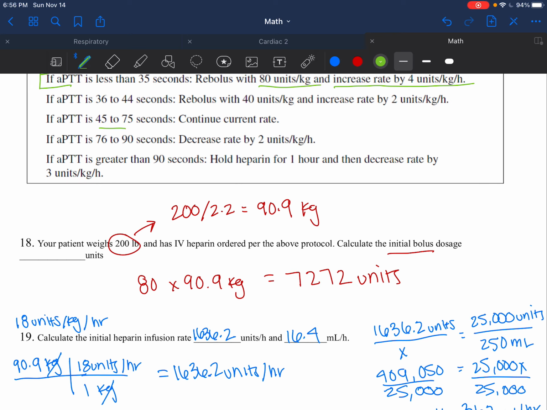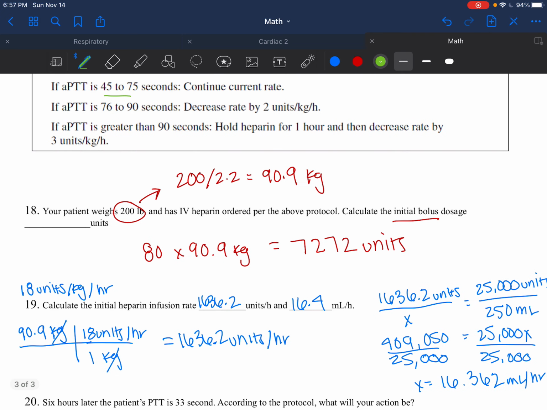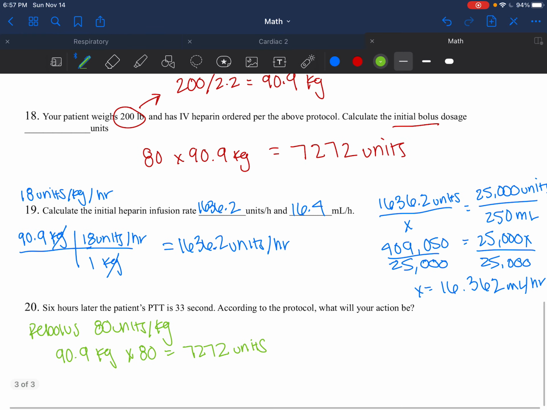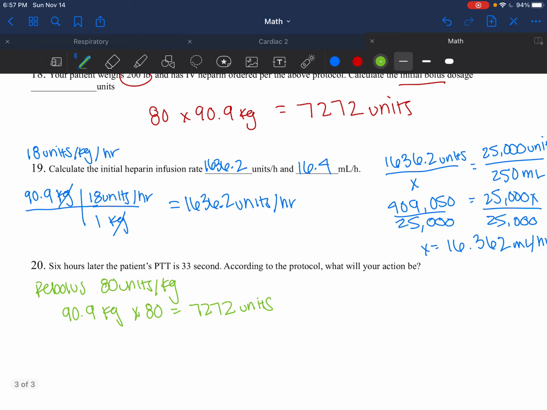If it had said PTT is 47, then we would do right here and continue the current rate. If it had said it was 37, we would rebolus with 40 units per kilogram. So you just have to follow the instructions. This time it worked out to be the same as what we started our initial bolus with. So that would be our first action, to rebolus them with 7,272 units.